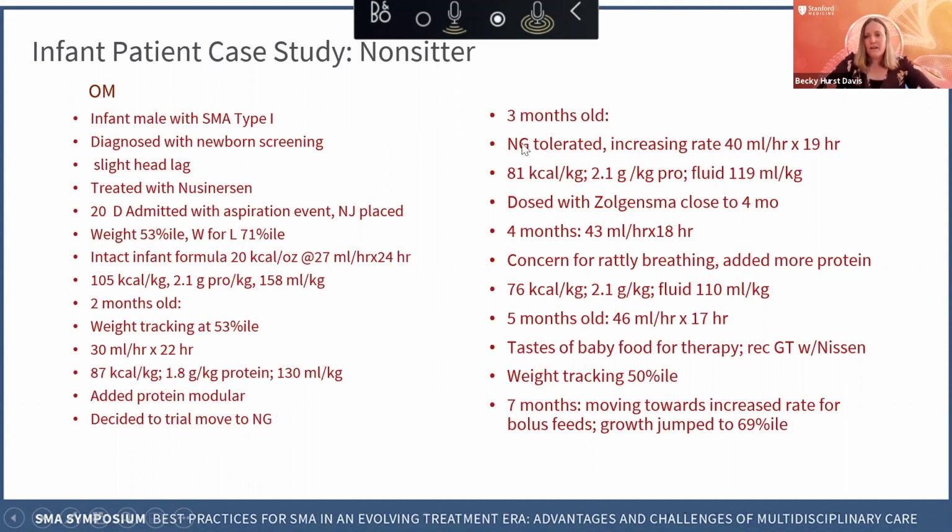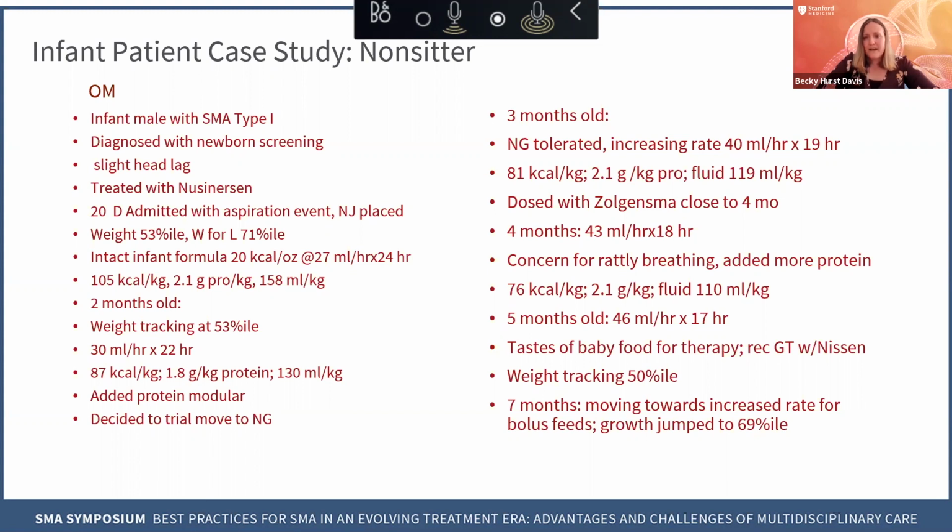At 3 months of age, we found the NG tube was tolerated, so we were able to slowly increase the rate. At this point, close to 4 months of age, he was dosed with Zolgensma. His rate at this time had increased to 43 mils per hour over 18 hours, still with the standard intact formula at 20 kcals per ounce, which is remarkable to me. Historically, at this age, I'm having to concentrate feeds because of volume tolerance issues, and that strongly points towards therapies. There was concern for rattly sounding breathing at this time, and so we wanted to proceed really slowly with advancing his feeding rate.